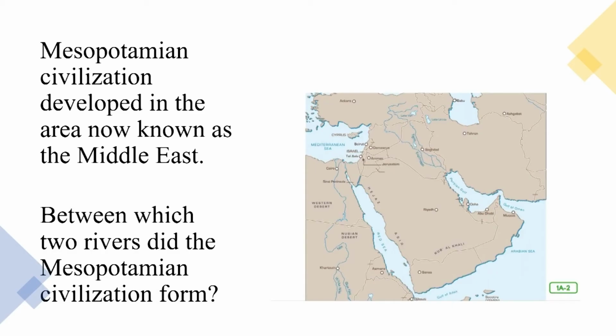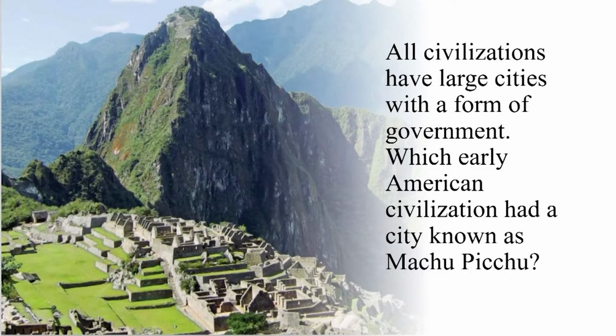Let's take a look at this next picture. This is a map of Mesopotamian civilization developed in the area now known as the Middle East. Miss Tiffany, do you know between which two rivers the Mesopotamian civilization was formed? Was it the Tigris and Euphrates River? That's right, the Tigris and Euphrates rivers. All civilizations have large cities with a form of government.